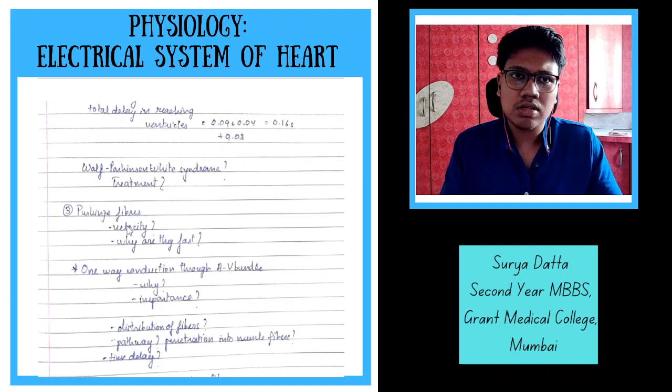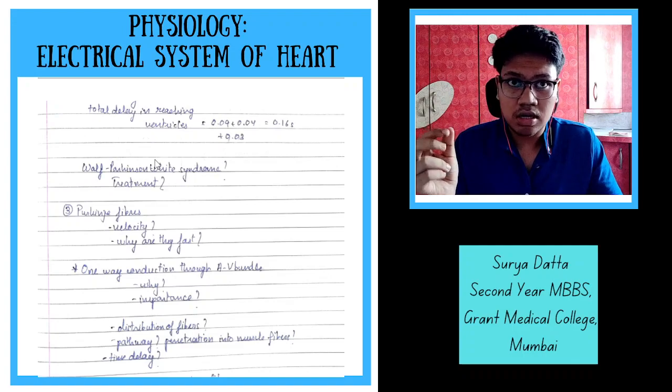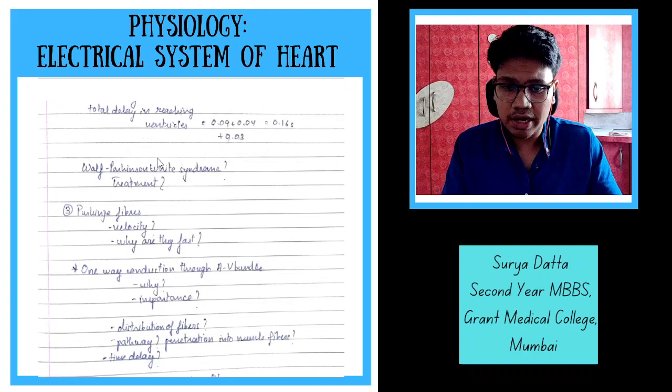Purkinje fibers have a pretty high velocity actually, 1.5 to 4 meters per second. They're very fast because they have a lot of gap junctions and they're the complete opposite of the AV node, at least in the pathway section. So it doesn't have a lot of fibrous nature. It has a lot of gap junctions, super fast, right?